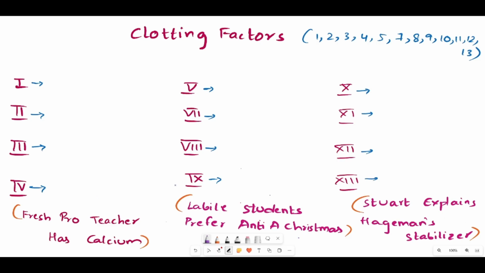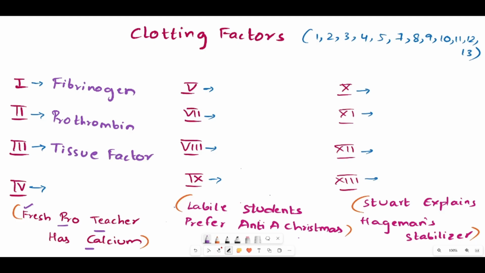Just divide these factors into 4, 4, 4. In that, the first four are 1, 2, 3 and 4. Here remember one trick, which is: Fresh Pro Teacher Has Calcium. The first thing is F, so the first factor is fibrinogen. The second one is Pro, which is P, so the second factor is prothrombin. The third one is T, which means the third factor is tissue factor. The fourth one is C, which means calcium.